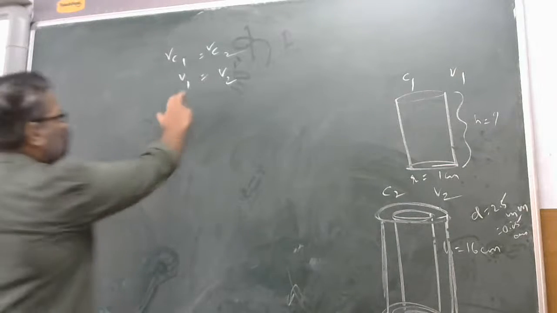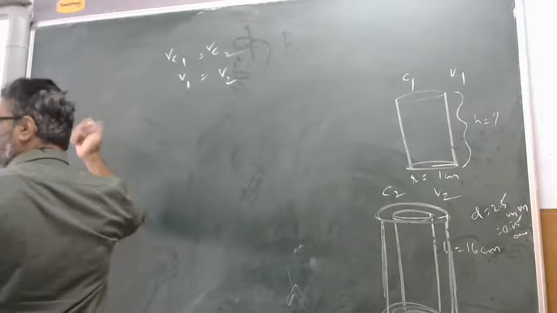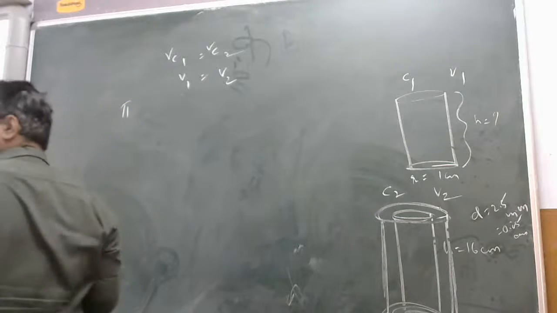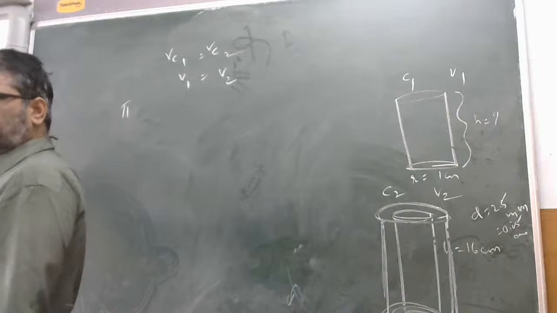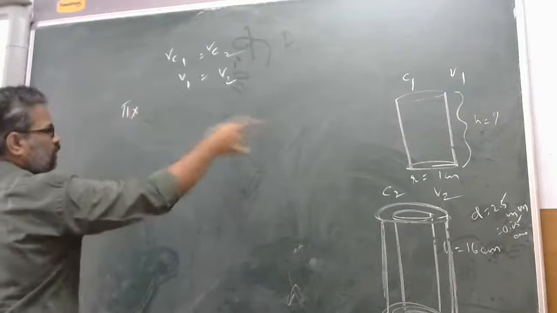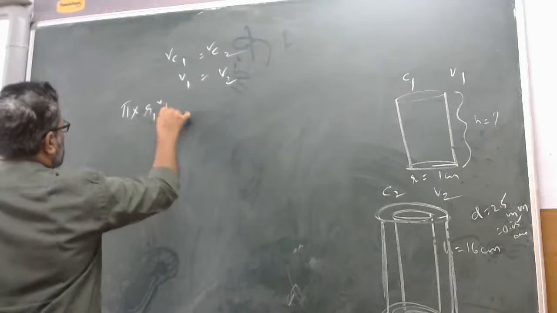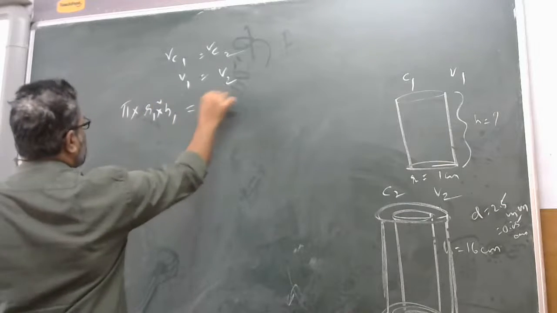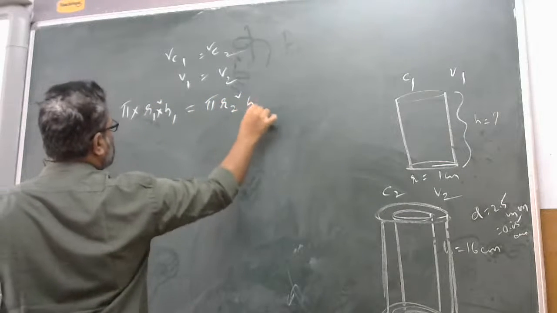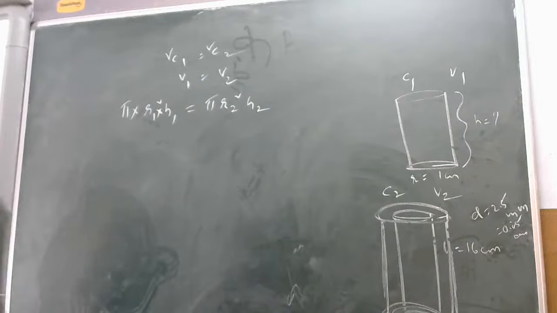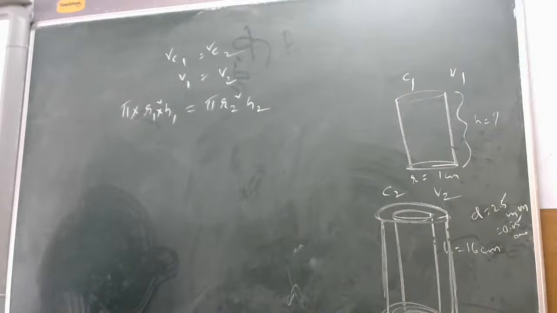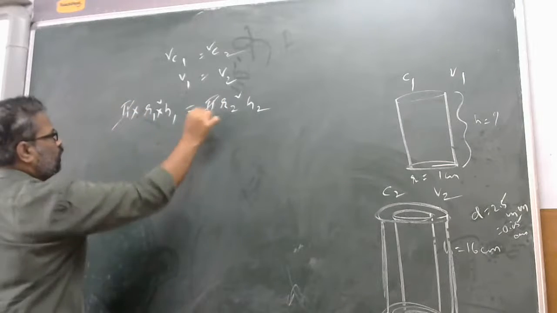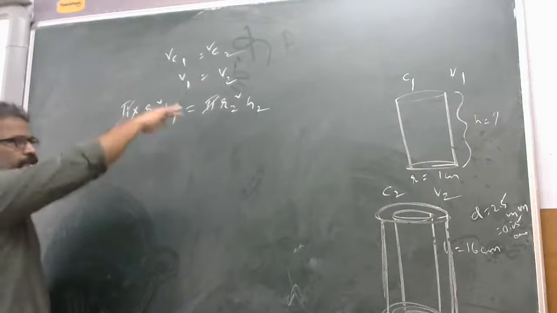So first, volume of cylinder 1 is pi r square h. Pi is not given, so keep pi as pi only, no need to substitute. Remember, because you are comparing, pi automatically cancels. This is pi r1 square h1, and here pi r2 square h2. Generally compared as cylinder 1, cylinder 2, radius 1, radius 2, height 1, height 2. In this case, pi cancels automatically on both sides.